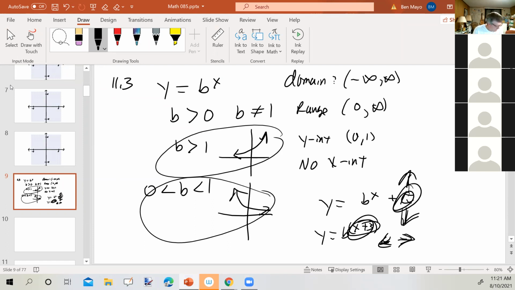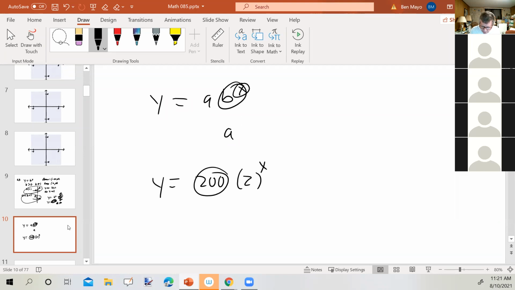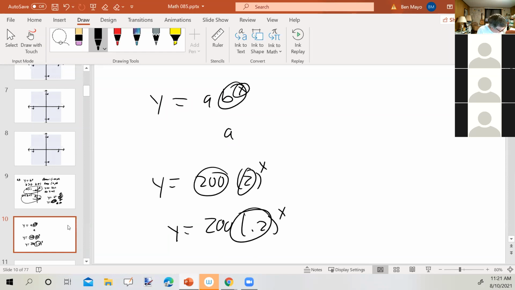Let's see here. If you have something like this, y equals a times b to the x, okay? A is going to be your starting value because at the beginning of time, if this is 0, this is 1, and a times 1 is a. So let's say you've got something like this. Okay, your starting value is going to be 200. Since 2 is larger than 1, it's going to be increasing. If it was, say, 0.2, then it would be decreasing. All right.